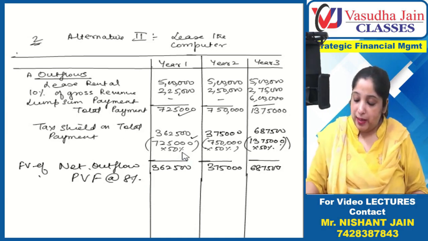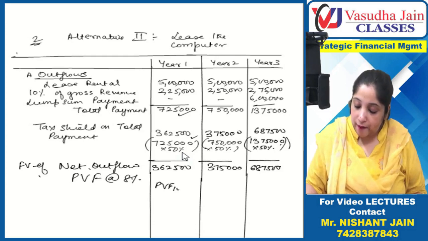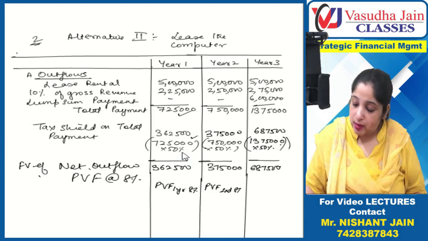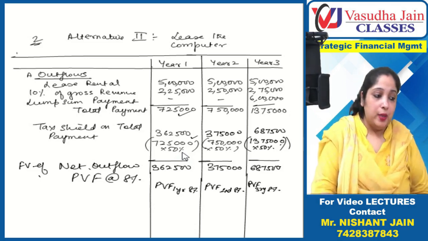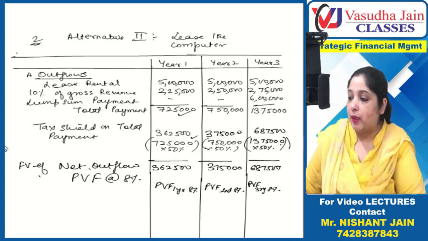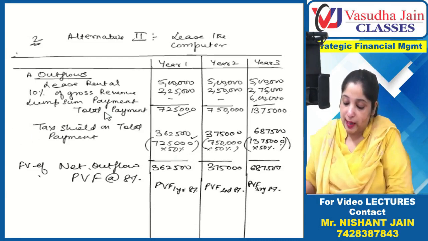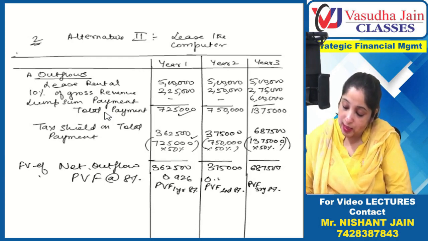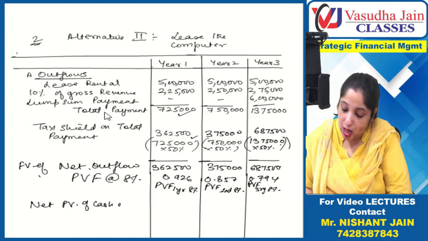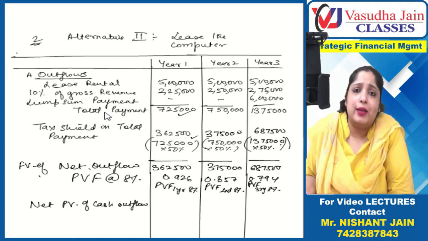So now you compute the present value factor, PVF, at first year at the rate of 8%, PVF second year 8%, and PVF third year 8%. So what is the present value factor given in the question? For 8% it is given to us in the question: 0.926, 0.857, 0.794. When we multiply with these, what is the net present value of cash outflow? There is no inflow in lease rentals.